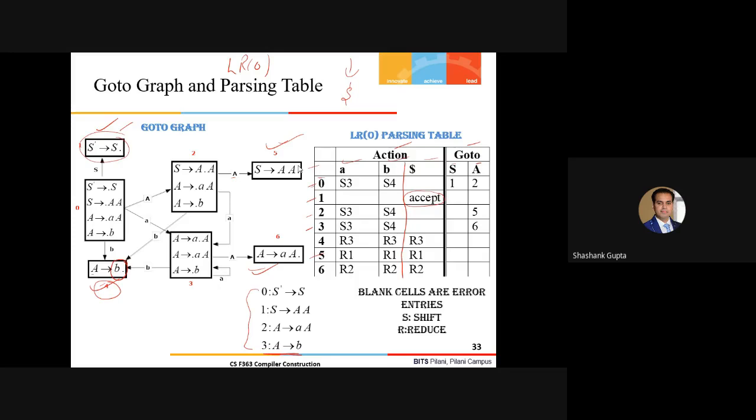Fine, guys, hope you have understood how we have filled these entries with shift and reduce. Any doubt up to this point? Anything which you are not able to visualize up to this point?